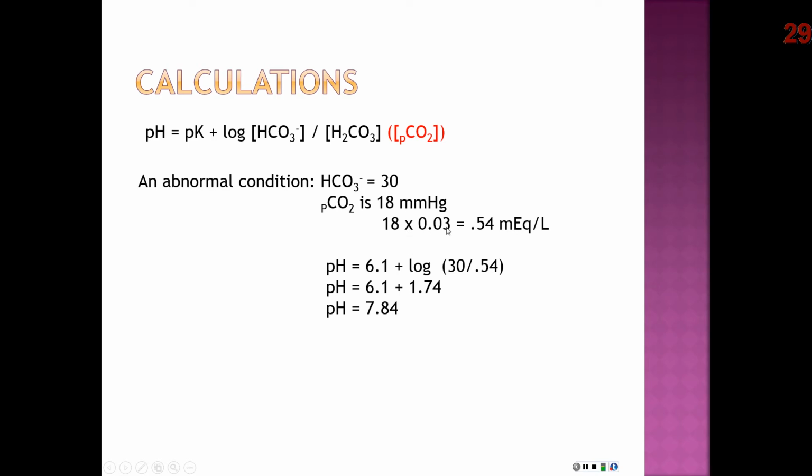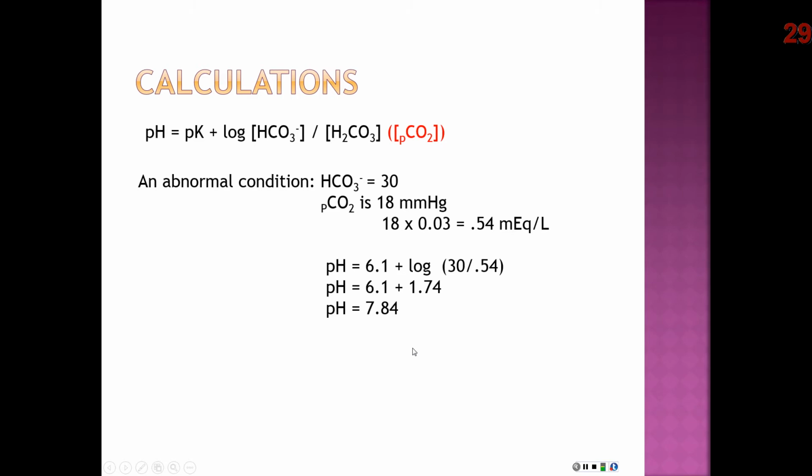If I do the 18 times 0.03, I get 0.54. My calculation is the log of 30 divided by 0.54, which gives me 1.74. If I add that to 6.1, I get a very high pH, a 7.84. This is a dangerously high pH.